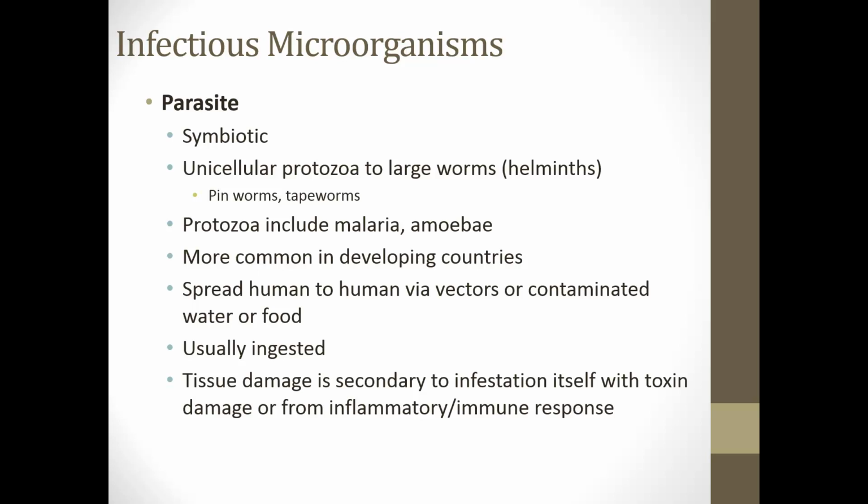Next one and last one, parasites. So unfortunately, we know that parasites are symbiotic. And whenever I say symbiotic, I mean that the parasite benefits at the expense of the host, right? They're unicellular protozoa all the way to large worms. Some examples would be like a pinworm, tapeworm, those types of things that you hear about. So protozoa would include things like malaria and amoebas.